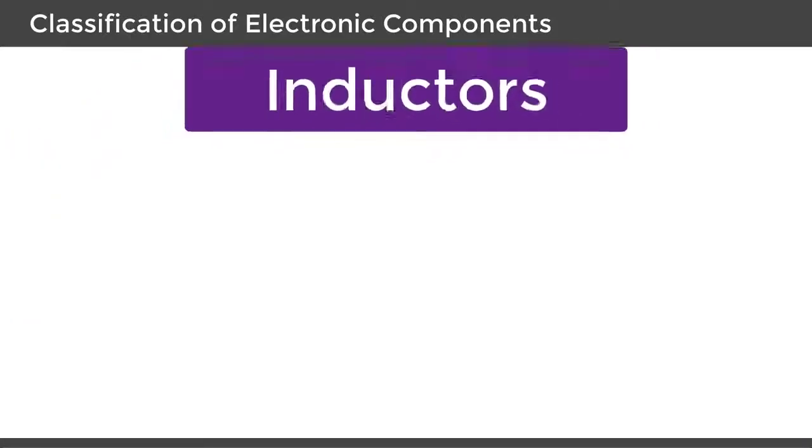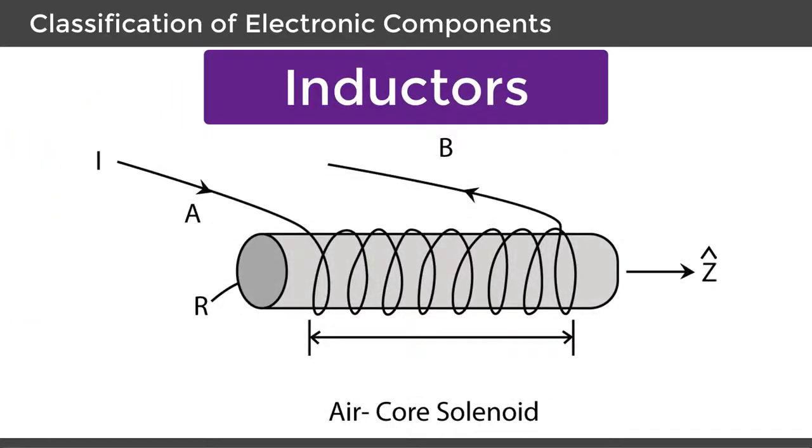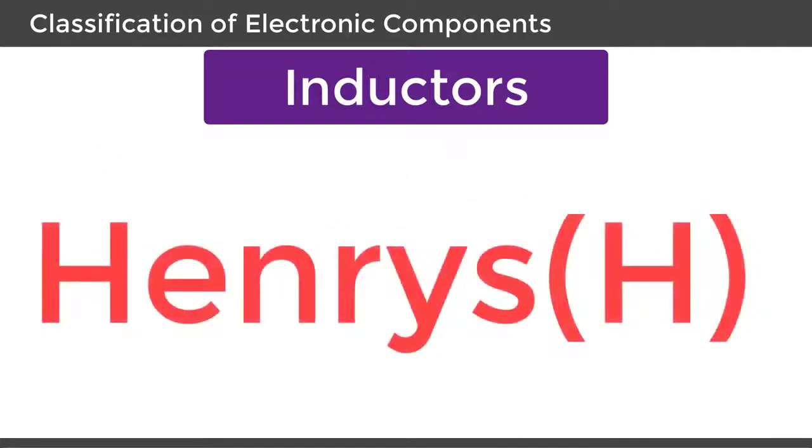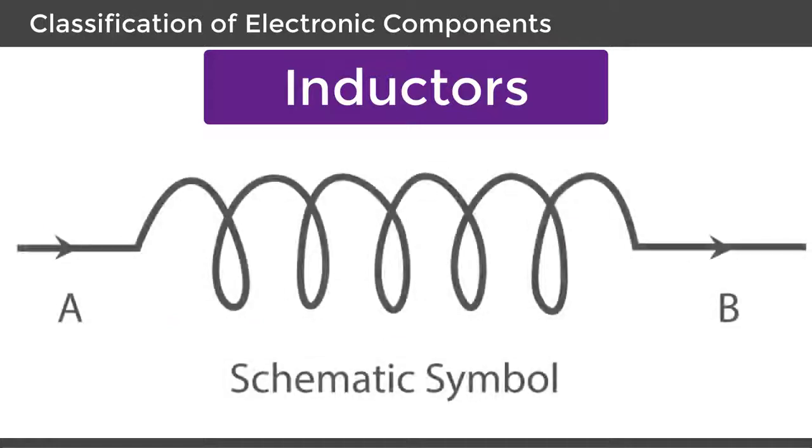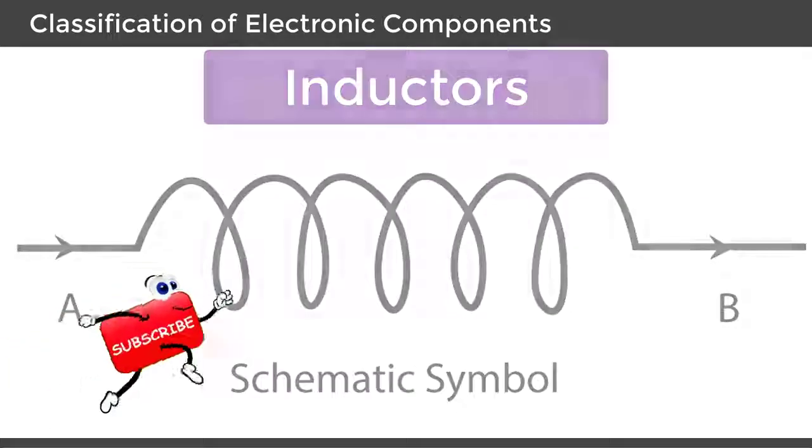Inductor. The electronic component which produces inductance is called an inductor. The inductance is measured in henries. All inductors, like resistors and capacitors, are listed as fixed and variable.